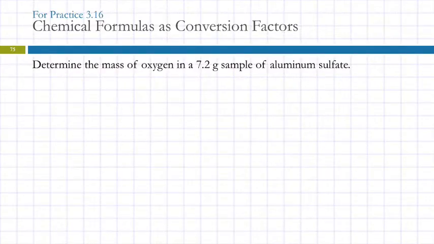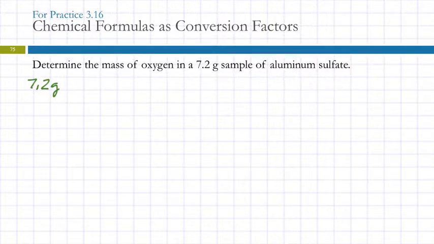So determine the mass of oxygen in a 7.2 gram sample of aluminum sulfate. Well, let's see what we've got here. We're given 7.2 grams of aluminum sulfate. We might need that formula, huh? Is aluminum a metal? Yeah.